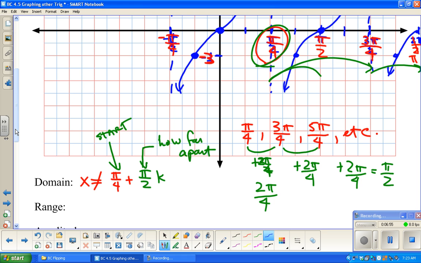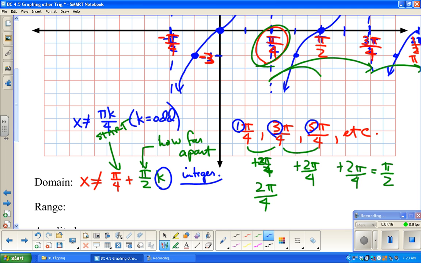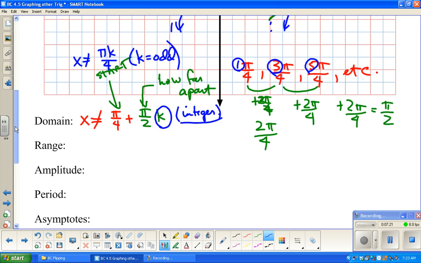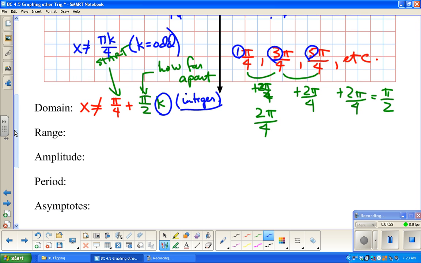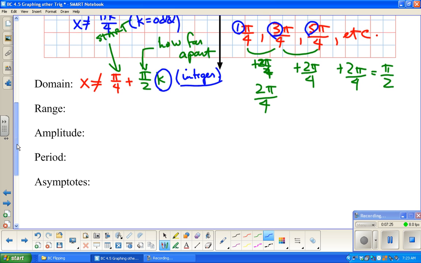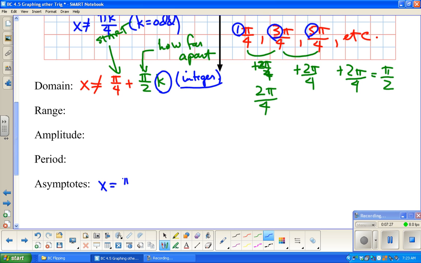Let me just write it one more way. If you notice, this is like 1 pi over 4, 3, 5. Those are odd numbers. So you could write x not equal to pi k over 4 and make a little note that k is odd. In this one, it is assumed that k is any integer. Just a reminder that integers are numbers that are not fractions, not decimals. They are like whole numbers, only positive or negative. So while I'm here, I'm going to go ahead and write the asymptotes. It's x equals those numbers.